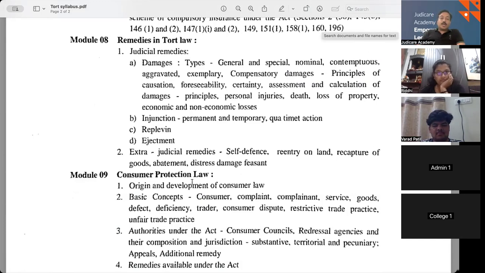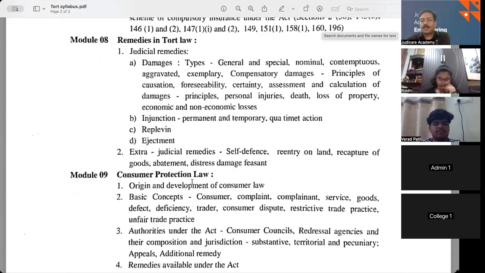So remedies in the tort law. We have seen a lot of that while we have studied in the last couple of days. And we'll just try to understand again the judicial and extrajudicial remedies which are available in the tort law. So the judicial remedies are given from A, B, C, D. So the very first is damages.